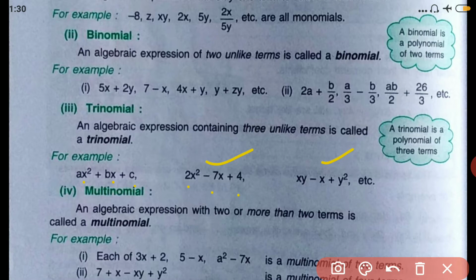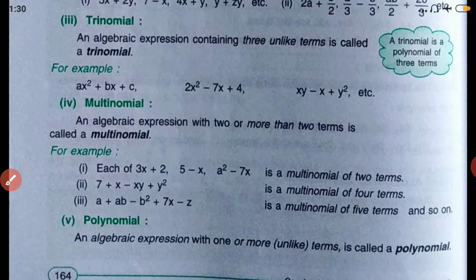Next we can go to multinomial. An algebraic expression with two or more than two terms is called a multinomial, for example binomial and trinomial. These two types of algebraic expressions are called multinomials also. So an algebraic expression with two or more than two terms is called a multinomial. For example, all the examples of binomial and all the examples of trinomial, and more than that also.